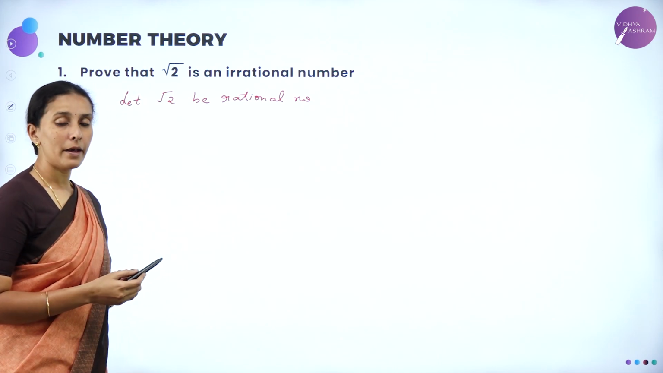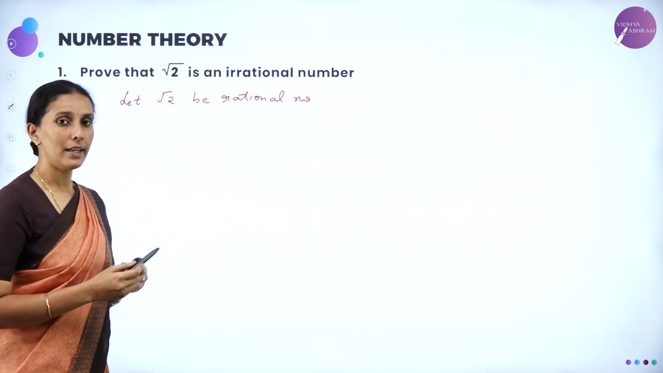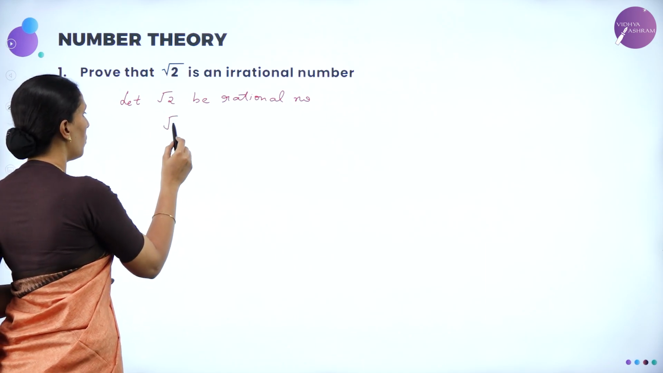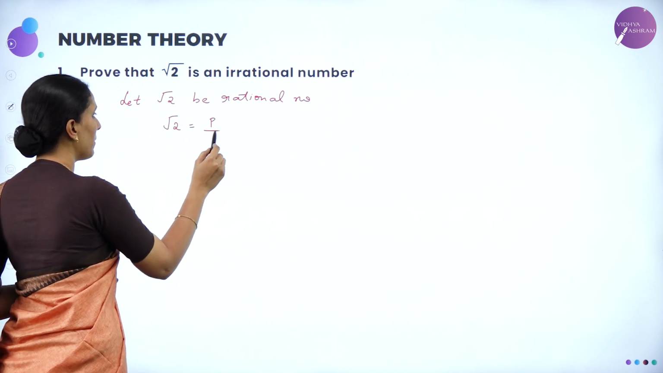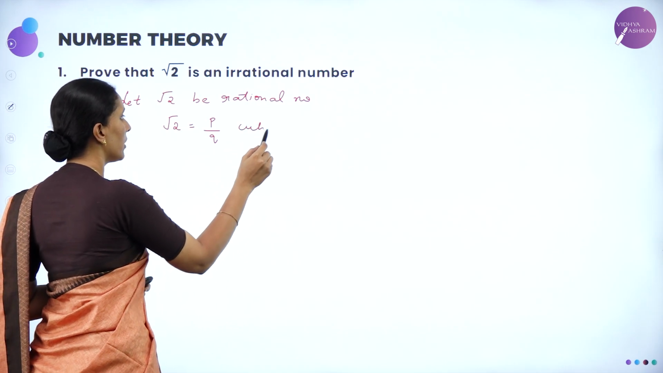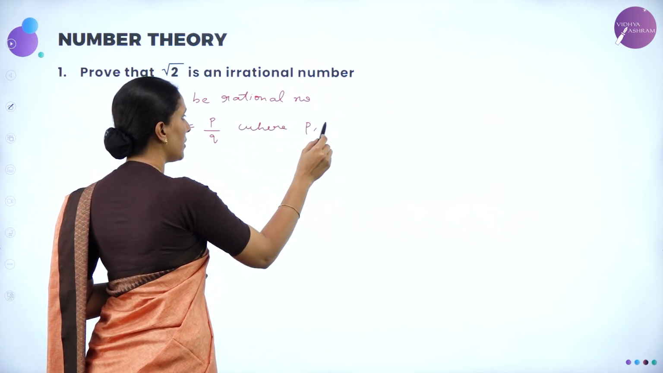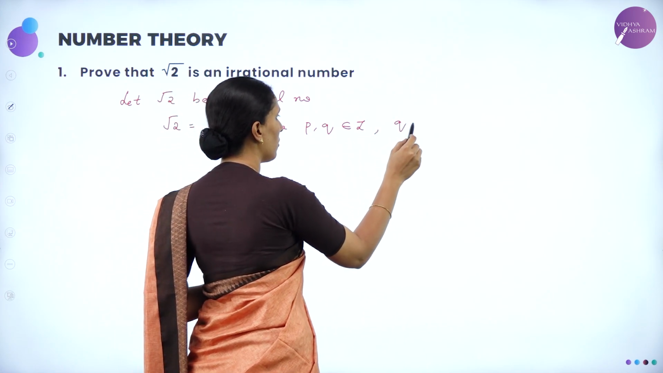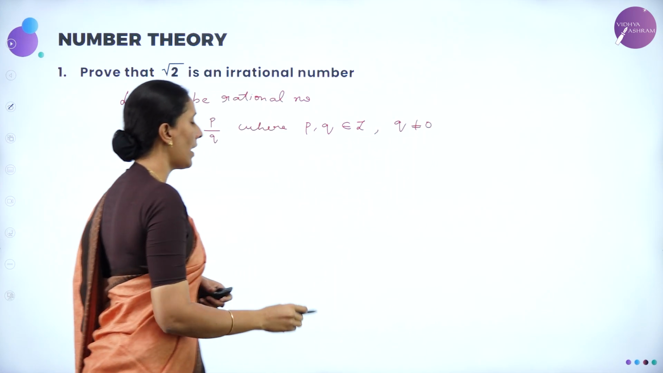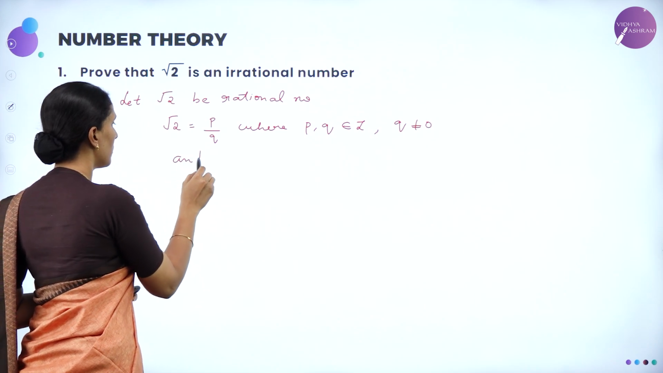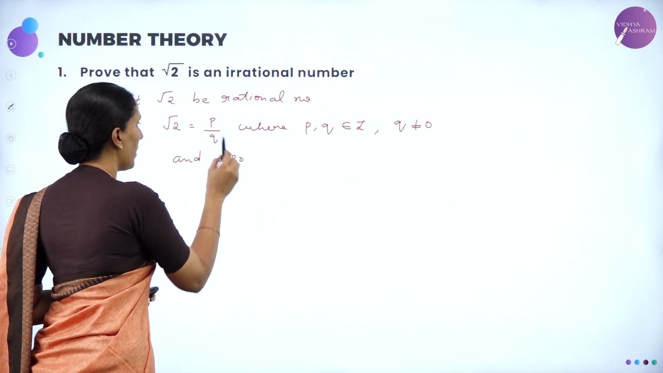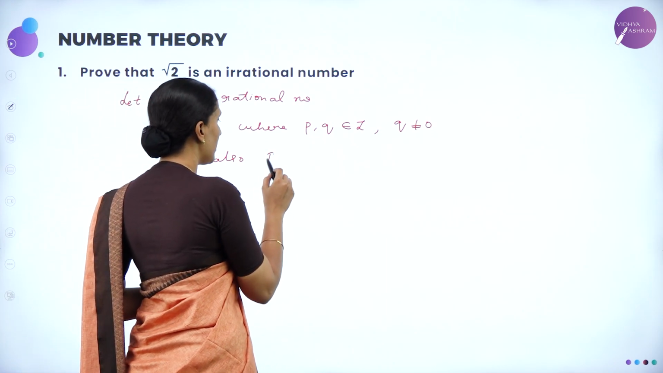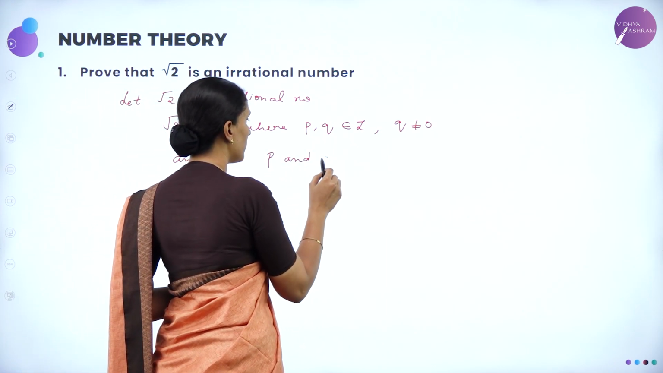Now, if any number is a rational number, then it can be expressed in the form of p by q. So, therefore, root 2 is equal to p by q, where p and q belong to the set of integers, q not equal to 0. And also, p by q will always be in its simplest form. That means p and q are co-prime.